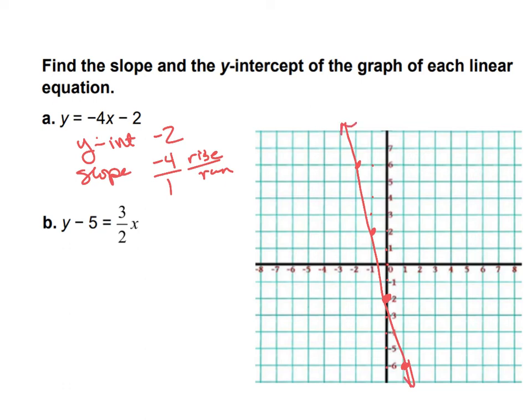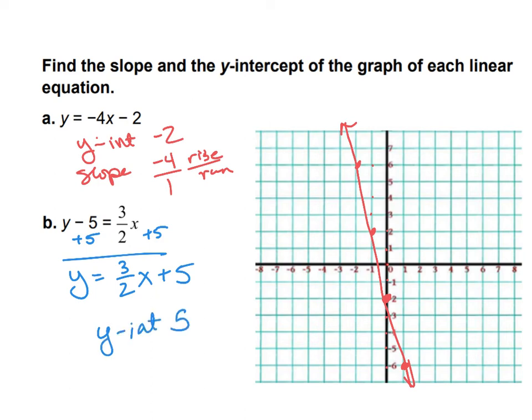Let's do letter B in blue. Notice it's not in y equals mx plus b. So I'm going to add 5 to both sides. Y equals 3/2 x plus 5. Our y-intercept is 5. Our slope is 3/2. So y-intercept is 5. 3/2. We're going to go up 3 to the right 2. So 1, 2, 3, 1, 2.